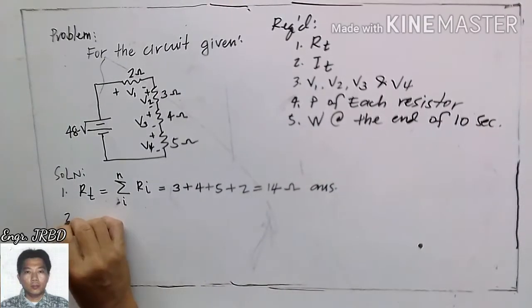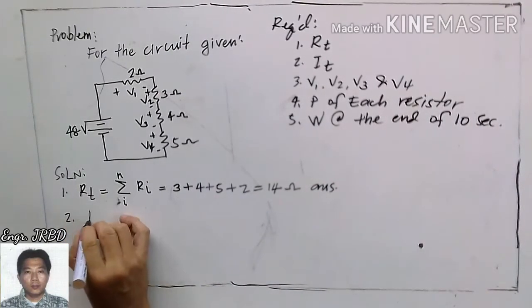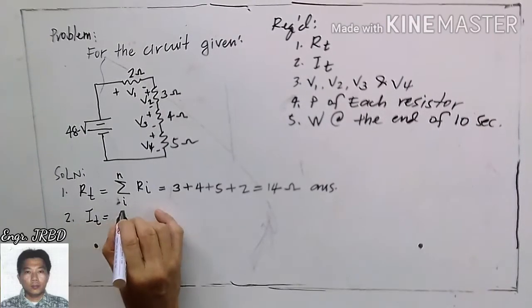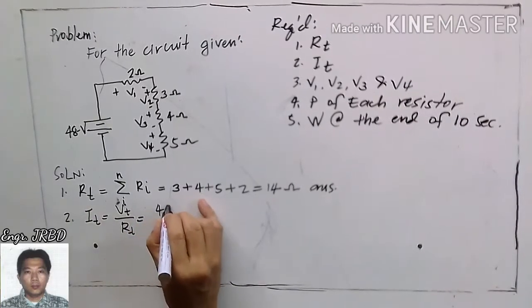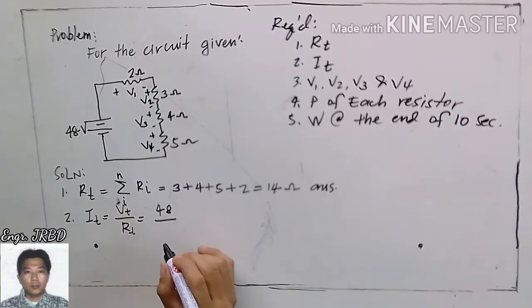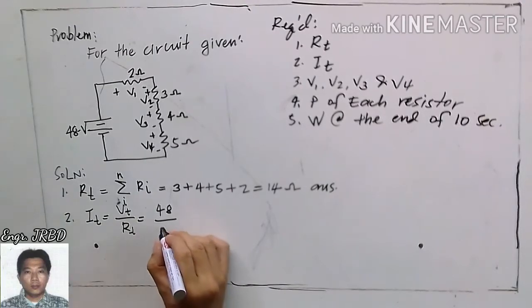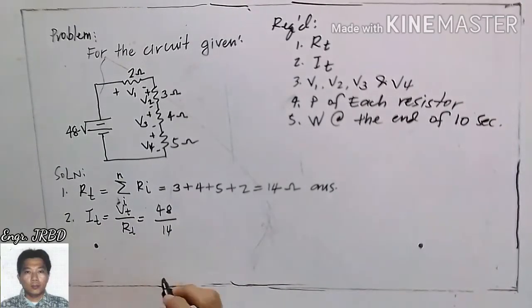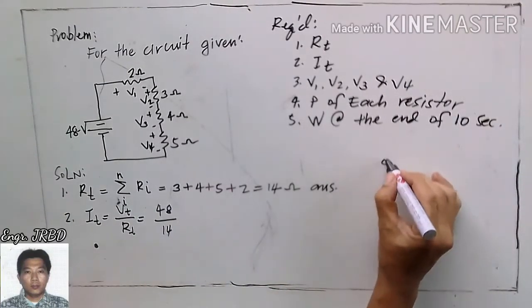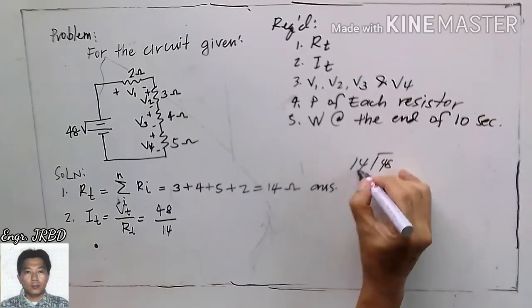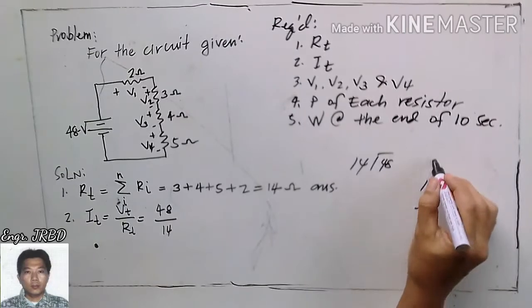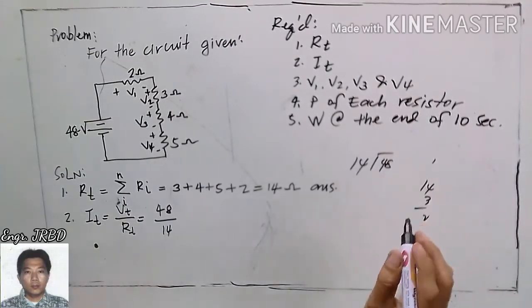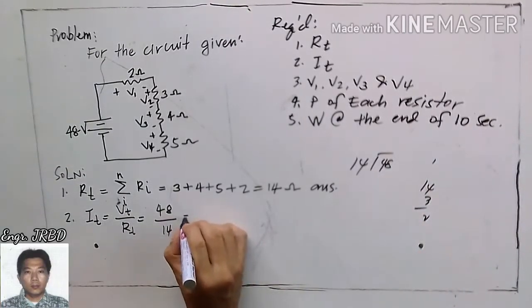Number 2 is the total current by Ohm's law. Your I total is V total all over R total. So this is 48 all over 14. 3 point something.